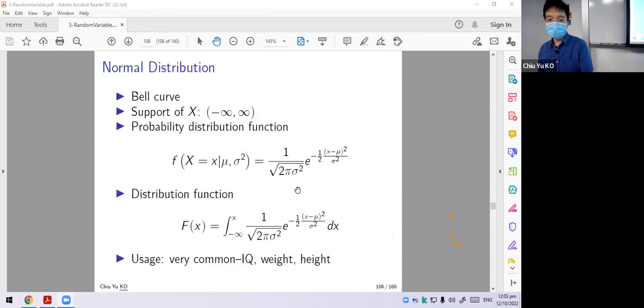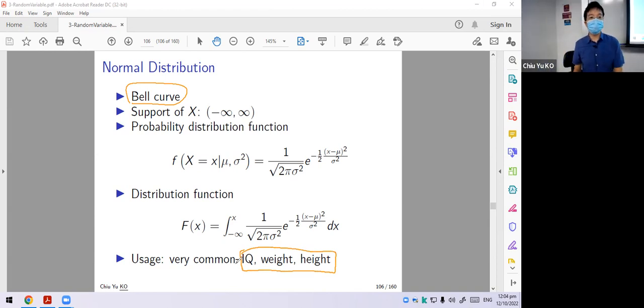Now we talk about normal. I think we stopped somewhere here last time. Am I right? The bell curve. And this is the most useful one. As you probably know from high school, the bell curve is particularly suitable for looking at IQ, weight, and height.